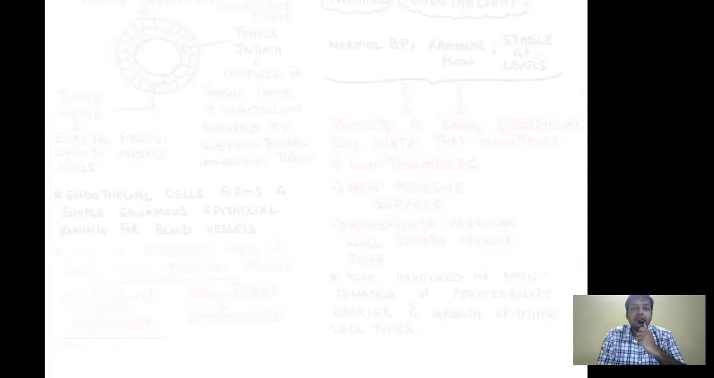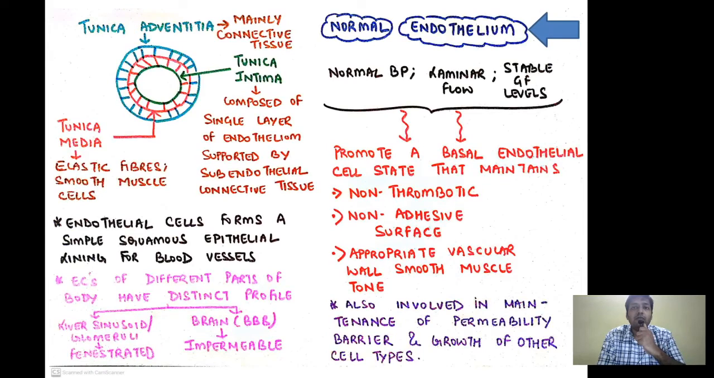Okay, let us look further. Now we will read about how a normal endothelium works. If the blood pressure is normal, and we have a normal laminar flow, and stable levels of growth factors, for example VEGF, vascular endothelial growth factor. Now you must be thinking, what is laminar blood flow?